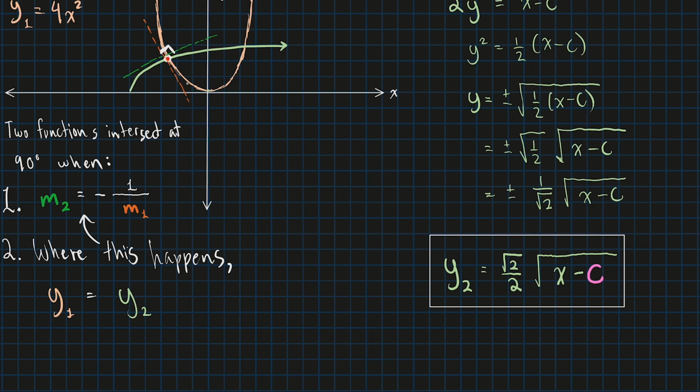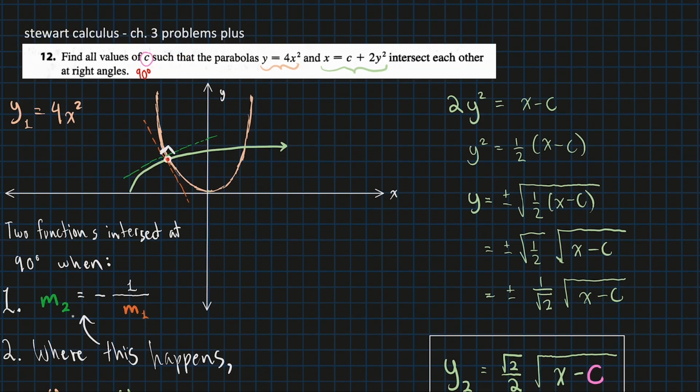What this means is that the point at which they have perpendicular tangent lines is a point where the two functions have to intersect. Now that might seem kind of obvious, but I'll give you a situation where the first one might be true, but the second one is not. So just a little sketch.